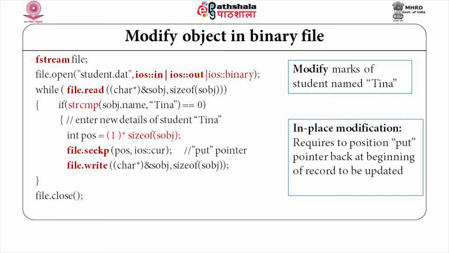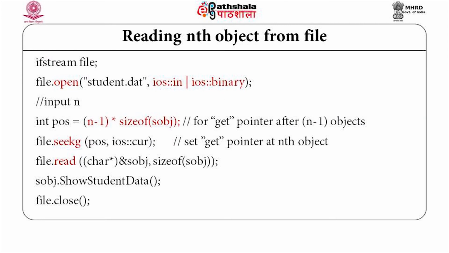Random access. Randomly accessing the nth object from the file is also possible. So, what we need is to know the number of bytes to be skipped. If I want to read the nth record, my pointer should be at the starting of the nth object. So, the previous n minus 1 objects are to be skipped. That means, we are supposed to set the pointer after n minus 1 into the size of the record. Then for the 11th record, 480 bytes are to be skipped. My position should be at 480 in that case. And for that, we say position is equal to n minus 1 into sizeof obj.